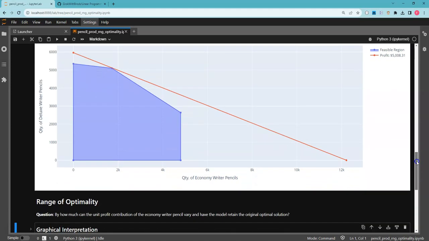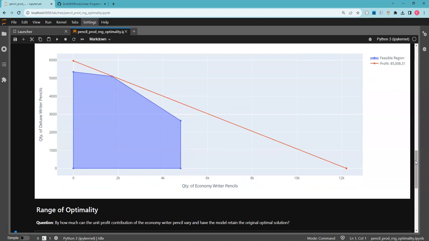And the question that I wanted to ask here is, by how much can the unit profit contribution of the economy writer pencil vary and still have the model retain the same optimal solution? Basically we want to make sure that the model still stays at that point right there, and we'll start to vary that 0.41, I believe was the value in front of the variable representing economy writer pencils, and see how much we can vary one way or another way and still stay at this point. One of the things you'll notice is that's going to be dictated largely by the slope of the objective function line, which is red in this case.